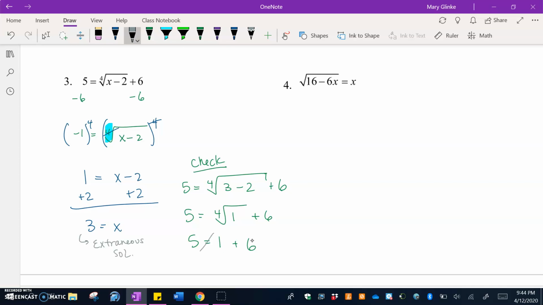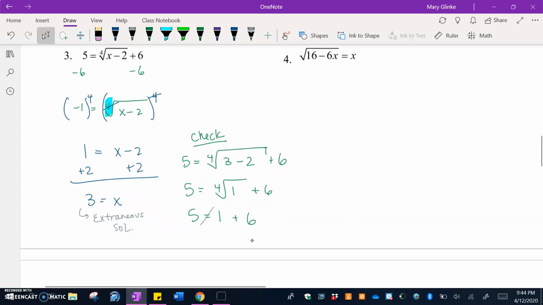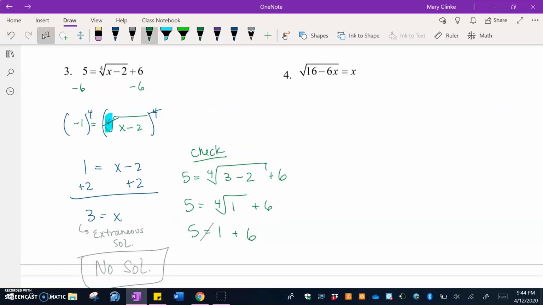It's a solution that we got that is supposed to work, but when we plug it back in, it actually does not work for one reason or another. So therefore, since our only solution was extraneous, there's going to be no solution to this problem. So let's try the next one here.